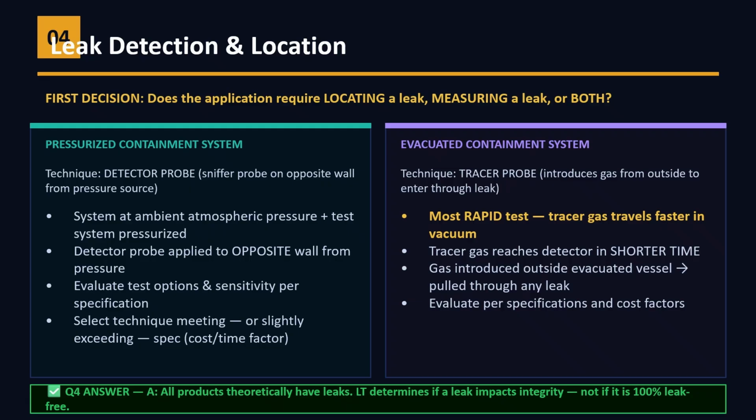Common interview question. Which method is generally faster for leak location? The answer is tracer gas testing in evacuated systems, because gases move rapidly toward low-pressure regions. Level 3 exam trap. Many candidates assume leak testing always identifies the exact location. Wrong. Some methods only indicate that leakage exists. Location and measurement are separate objectives. Always determine which objective the client requires.